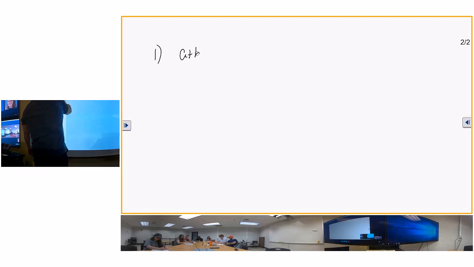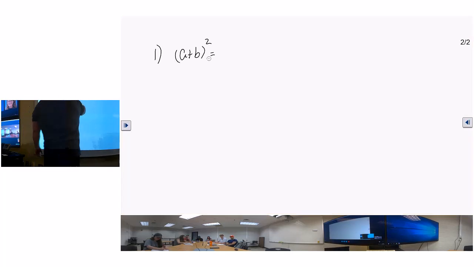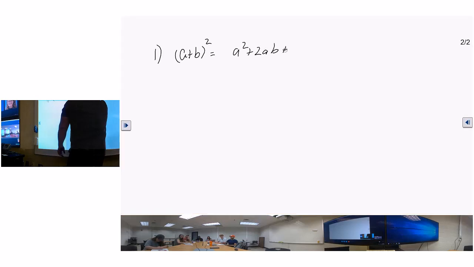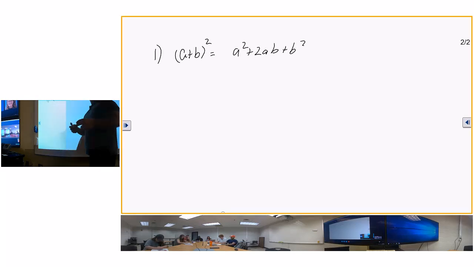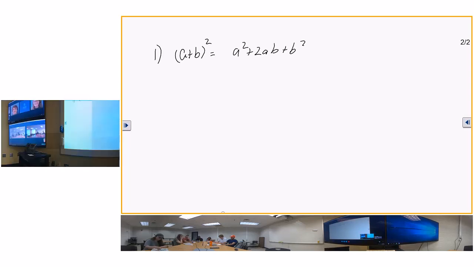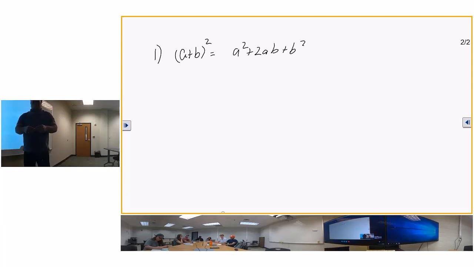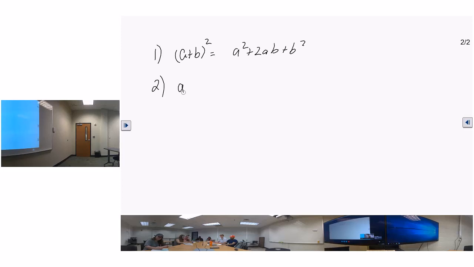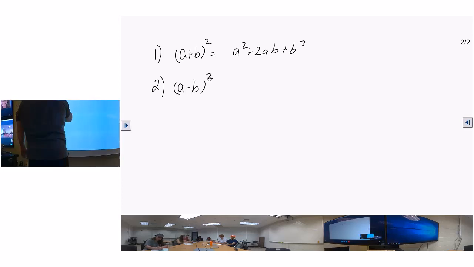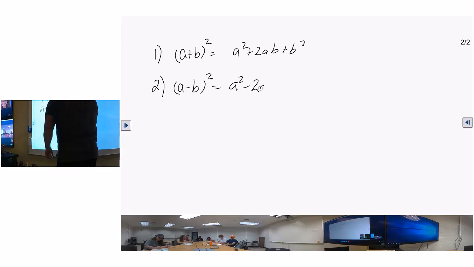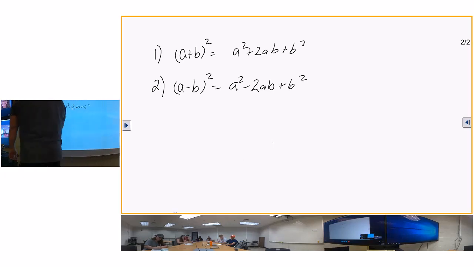A plus B, quantity squared, is equal to A squared plus 2AB plus B squared. These are when you were doing reverse FOIL, and the teacher told you to learn these shortcuts, and you said, oh, I don't want to learn those. I just want to do it with reverse FOIL. And now you suck at calculus. 2, A minus B, quantity squared is equal to A squared minus 2AB plus B squared. Remembering now? Are we remembering?